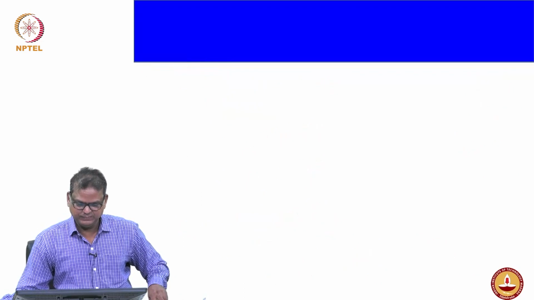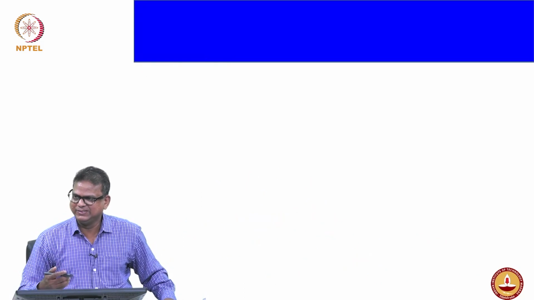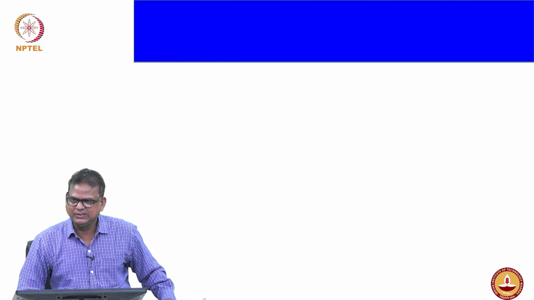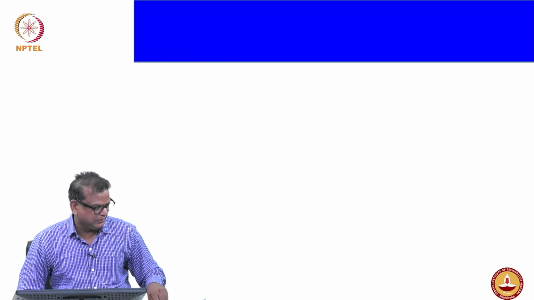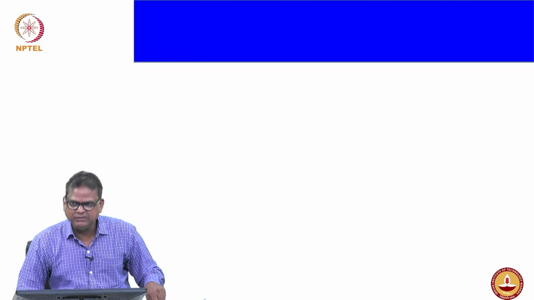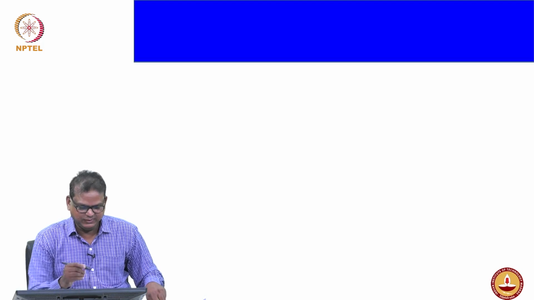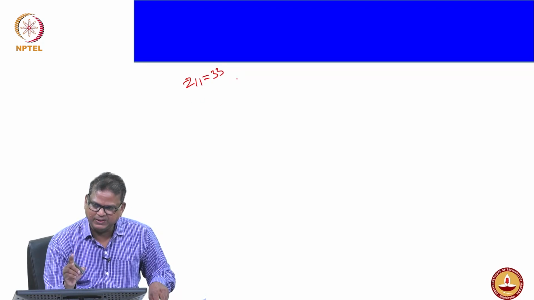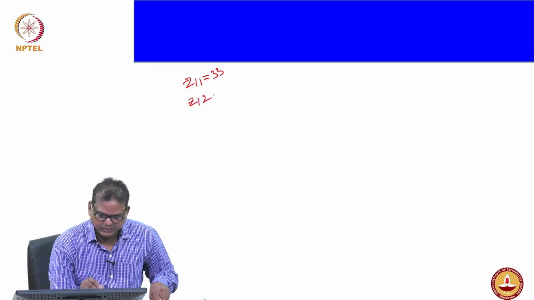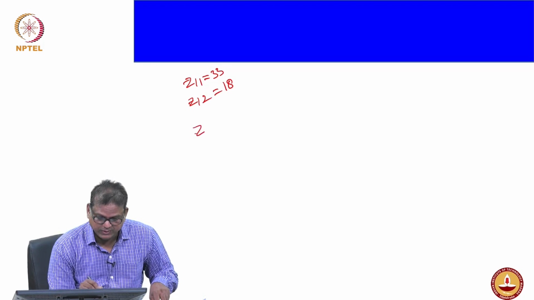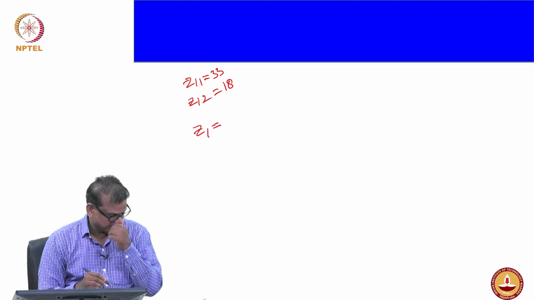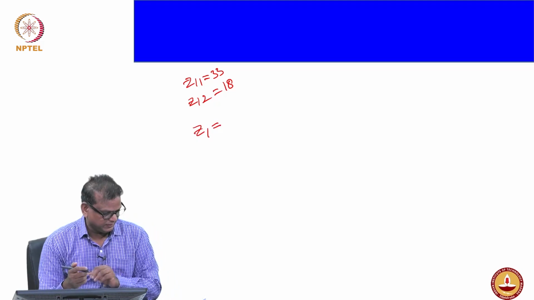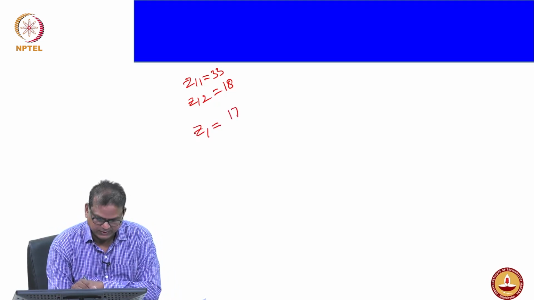Any other answer? Which one should I make 33? Z11 if I take 33, right? If I make Z11 as a 33, what happened? My Z12 remains same, right? Z12 remains same as 18, right? Then what happened to my Z1? Yes, 17. Z1 will be 17.